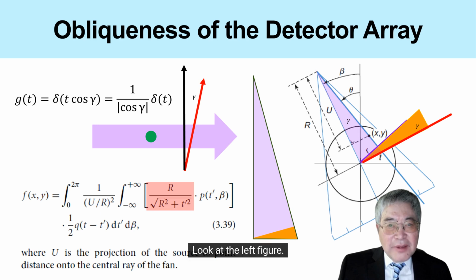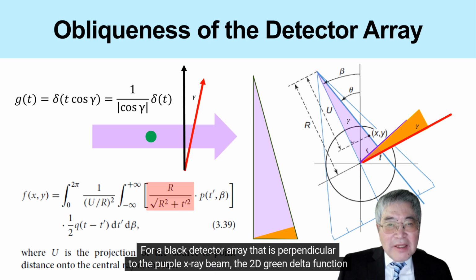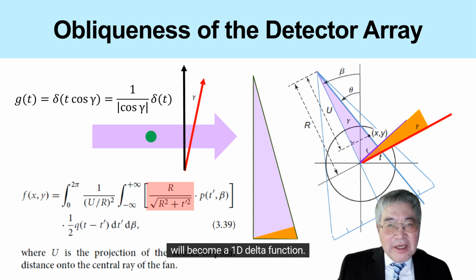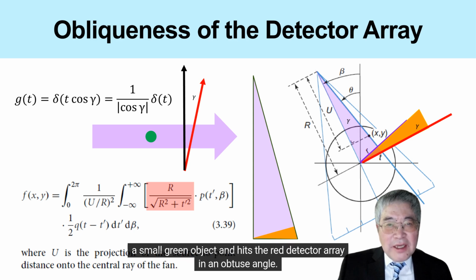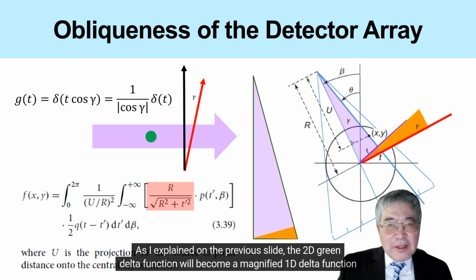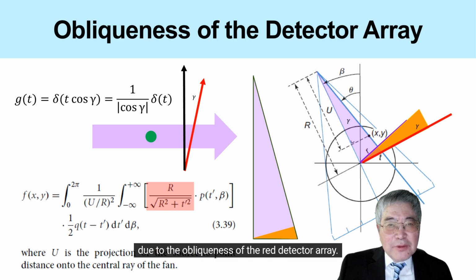Look at the left figure. For a black detector array that is perpendicular to the purple X-ray beam, the 2D green delta function will become a 1D delta function. Now the red line is your detector array in fan beam geometry, and the X-ray beam in purple goes through a small green object and hits the red detector array at an oblique angle. As I explained on the previous slide, the 2D green delta function will become a magnified 1D delta function due to the obliqueness of the red detector array.